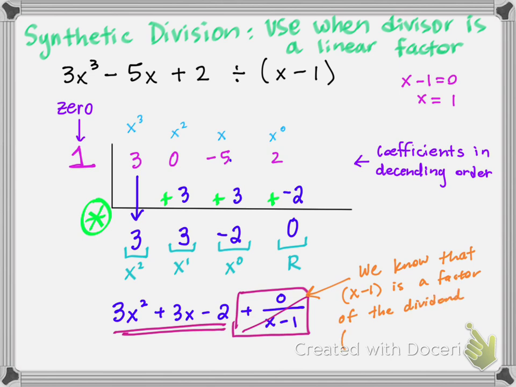Remember, the dividend is 3x cubed minus 5x plus 2. So if you were asked to factor 3x cubed minus 5x plus 2, we know that one of the factors is actually x minus 1. Okay, so then we get to the last problem.